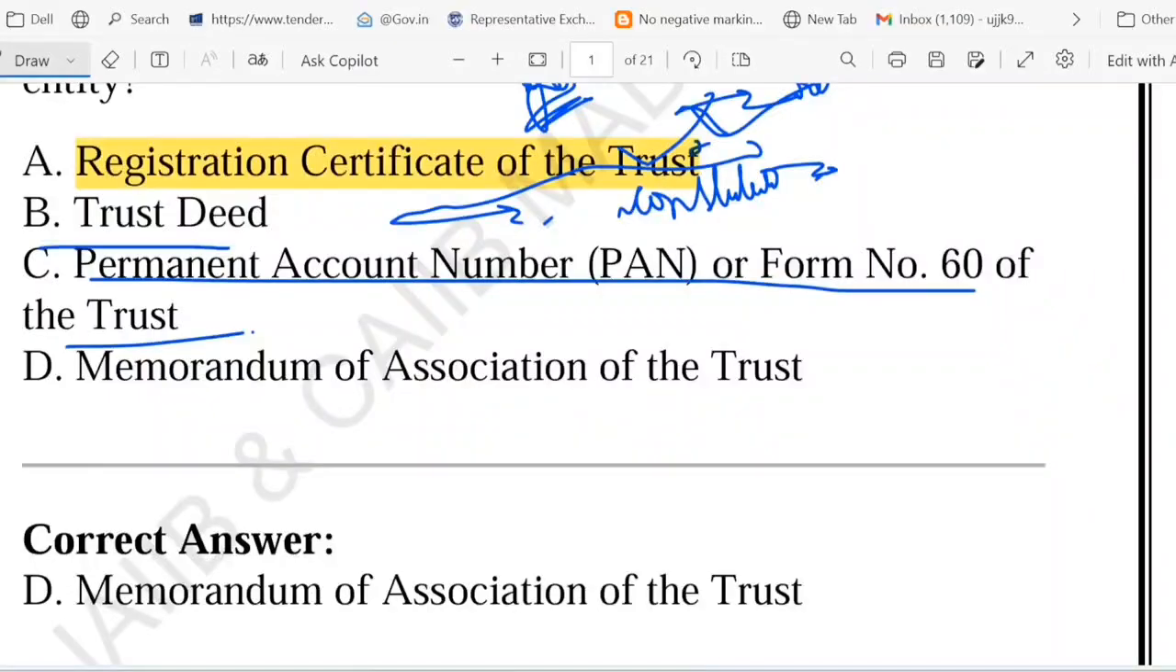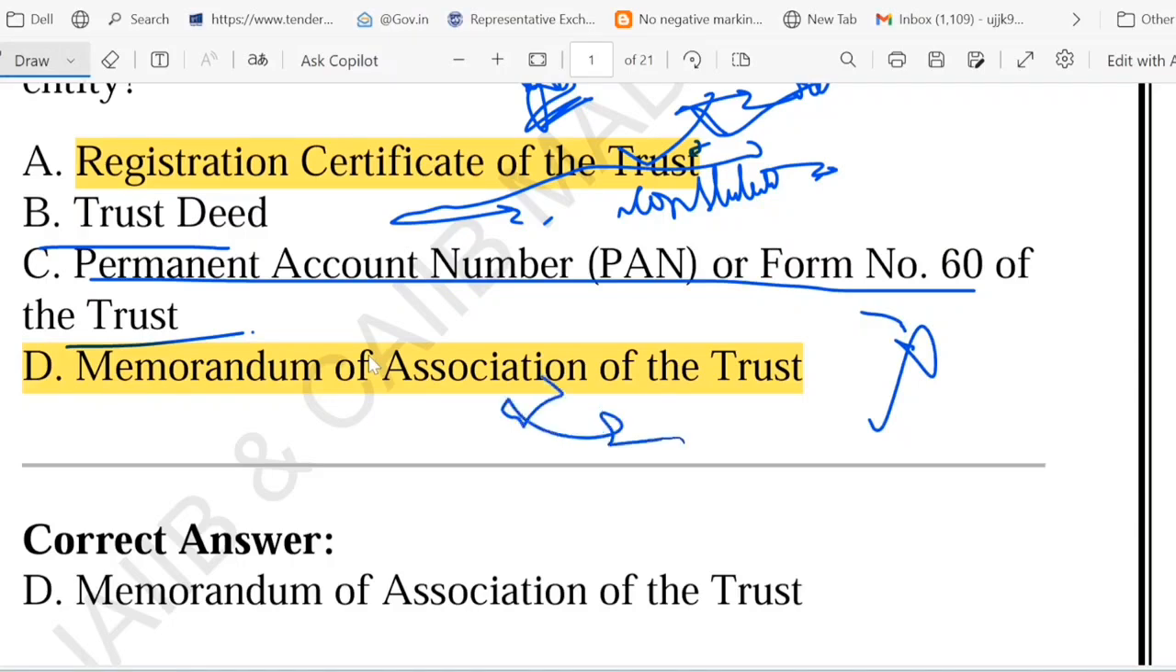What about option D, a memorandum and articles of association of the trust? This is not required, right? So remember, MOA and AOA are not required in the context of a trust. Because the memorandum of association, or MOA, is for companies and societies. They are mandatory for companies and for societies, not for trusts. That's why it is not required for opening a trust account. So the correct answer is option D.